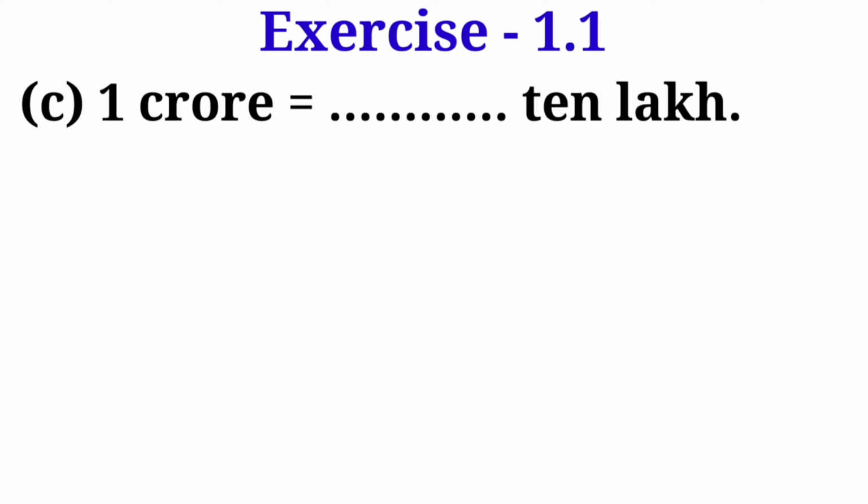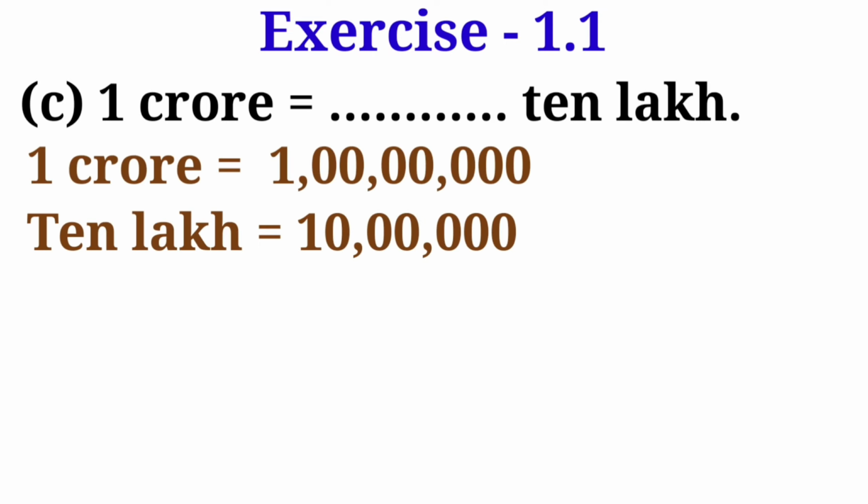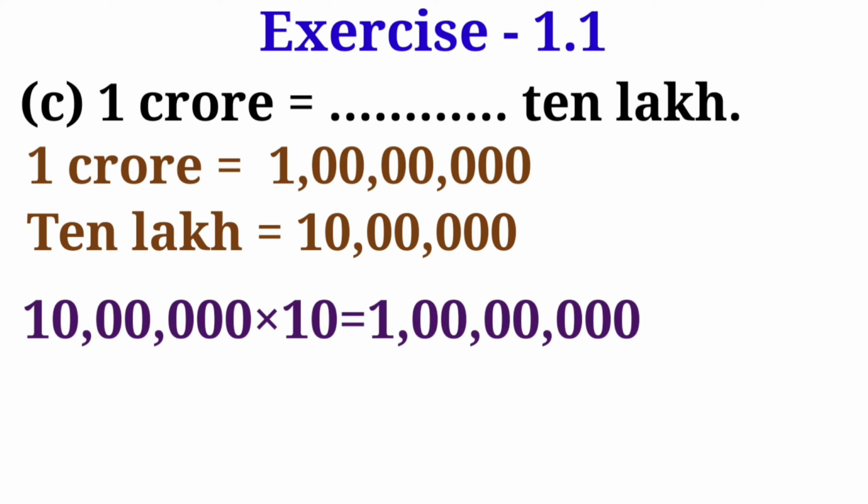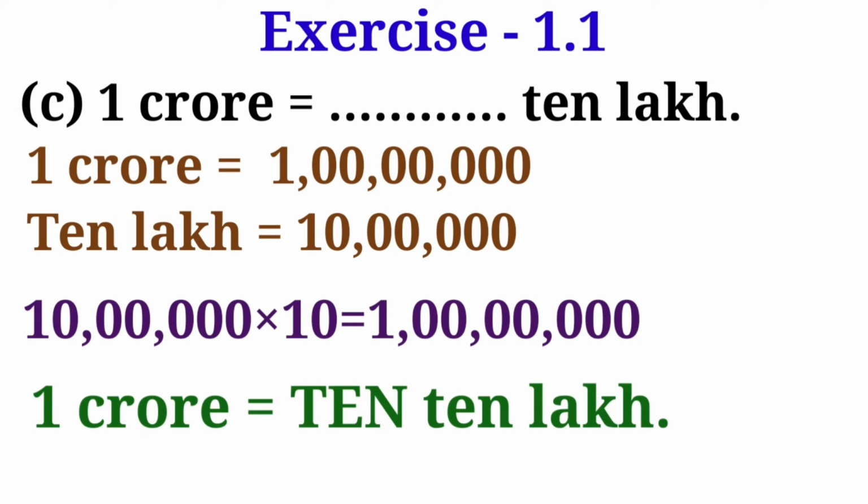Now in C part we are given 1 crore is equal to dash 10 lakh. Now students, you know that in 1 crore there is 1 and there are 7 zeros, and in 10 lakh we write 1 and after that 6 zeros. Now to make 10 lakh equal to 1 crore we have to multiply by 10. You have to increase one zero, so you multiply by 10. So 1 crore is equal to 10 lakh.